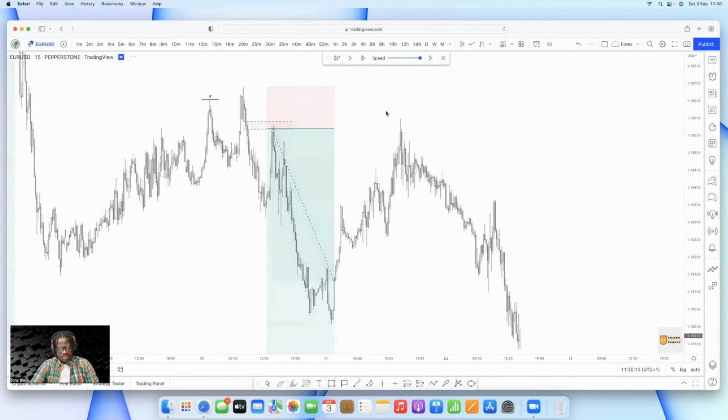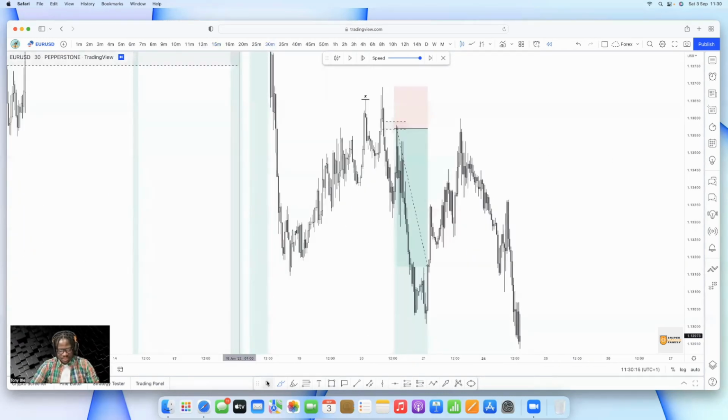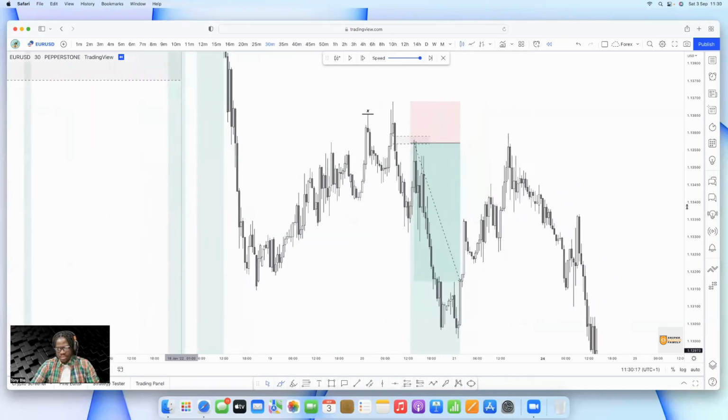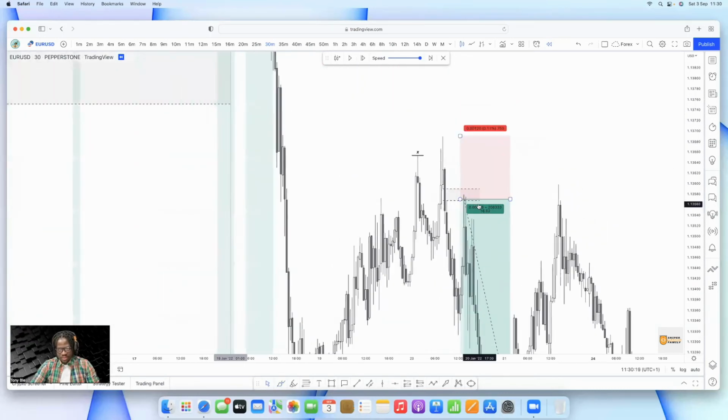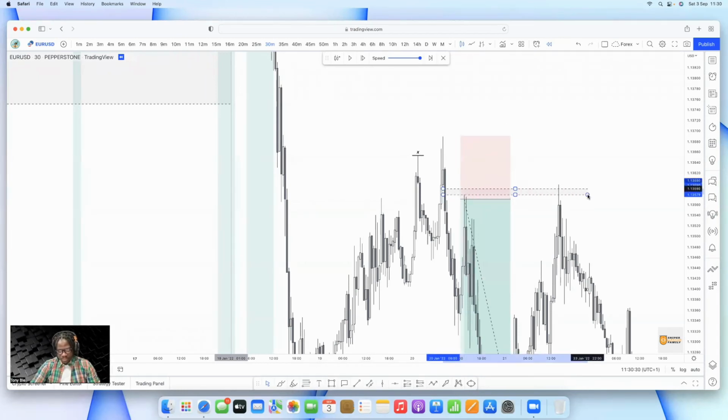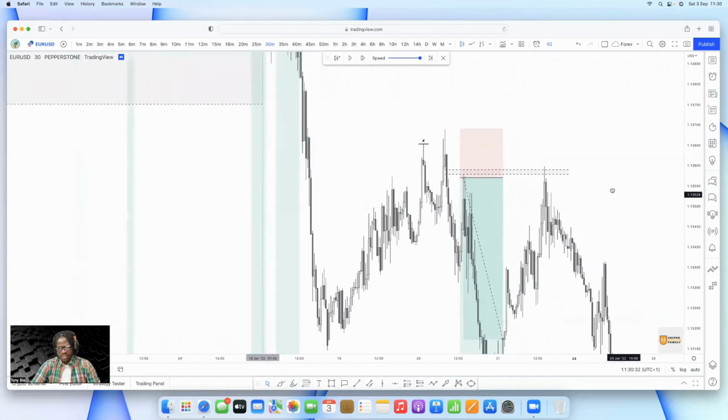So on the 30 minutes, that's where we had the imbalance. We didn't have it on 15 minutes, but on the 30 minutes, we can see that they didn't fill this imbalance completely, right? We still had what in this area? We had a little imbalance here. Can you see? That was where they came and then played perfectly.